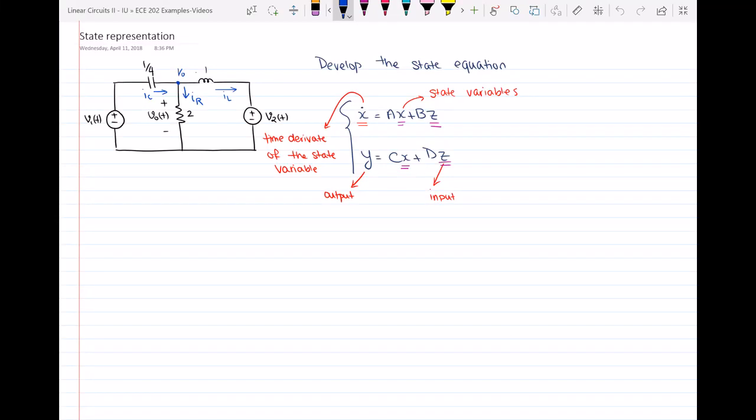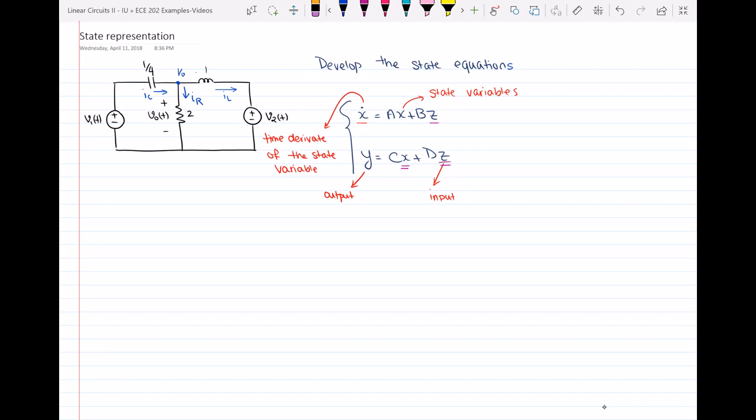Hello everyone. So in this video, I will talk about the state representation that we started talking about on Monday. Here I have a circuit and I want to develop the state equations for this function. Actually, I'm looking for the state representation of this function. As we mentioned before, the state representation looks like these two equations that we have here.